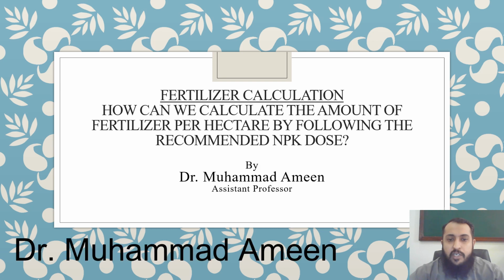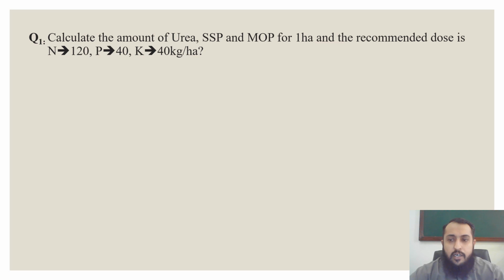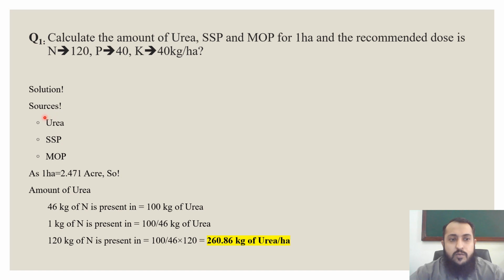I am Dr. Muhammad Amin. In this video, I will tell you how to calculate the amount of urea, SSP, and MOP for an area by following the recommended dose in the form of N, P, and K. In this question, we have three sources: urea, SSP, and MOP for nitrogen, phosphorus, and potassium. As we all know, 1 hectare is equal to 2.471 acres.